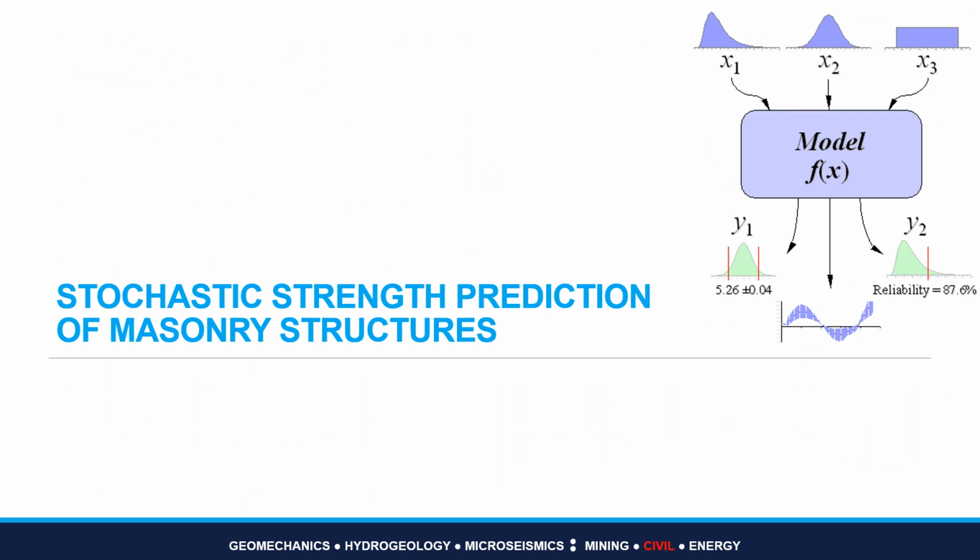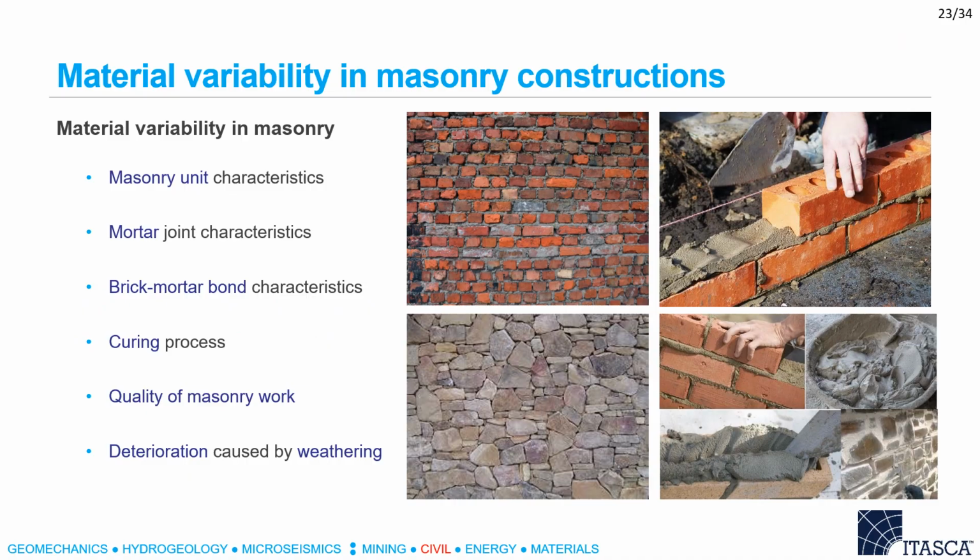The third example relates to the stochastic strength prediction of masonry structures. As already mentioned, today there are several computational models to predict the mechanical behavior of masonry structures subjected to external loading. Such models require the input of material parameters to describe the mechanical behavior and strength of masonry constructions.